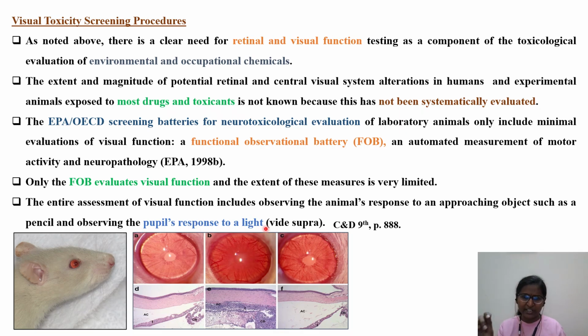One other thing the study directors always carry is a light, a torch, and they will be putting that light into the animal's eye, that is the rat's eye, to see how the pupil responds. Generally this visual related test will be done by the veterinarian who is present in that particular GLP facility. Okay, so that is called Vida Supra.